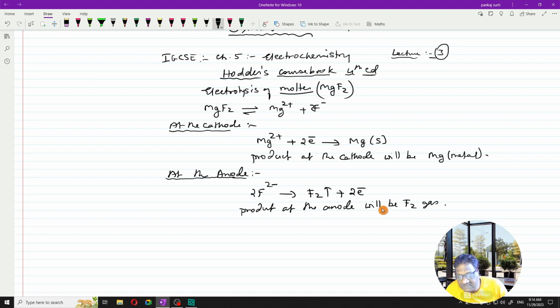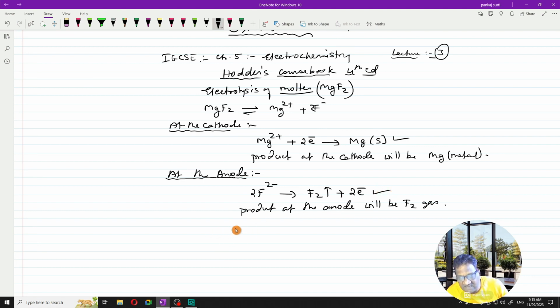Now B, he is saying write the ionic half equation for the substances produced at the different electrodes of your answer in 1A. So I have already mentioned the two half equations. This is the half cell equation of the cathode, and this is the half cell equation of the anode. Both the equations I have already mentioned over here.